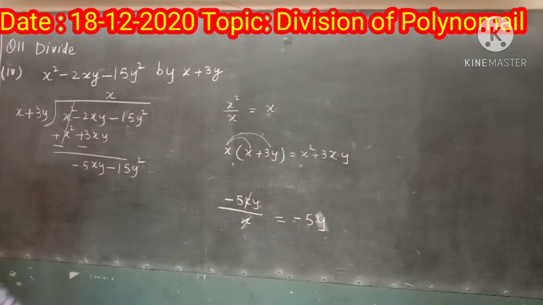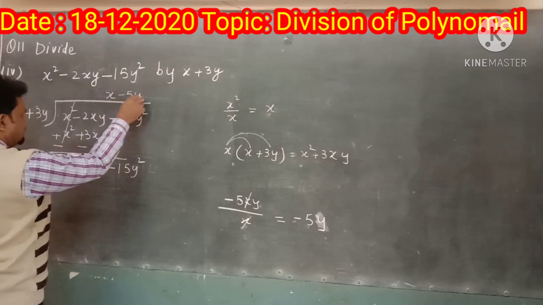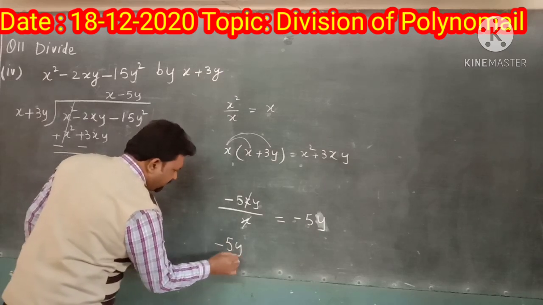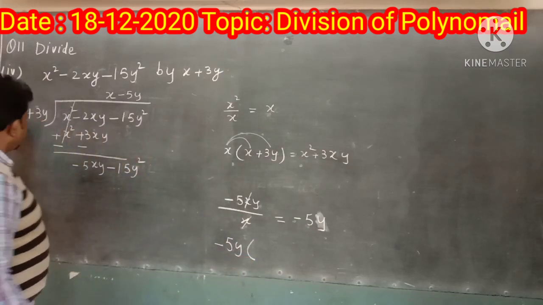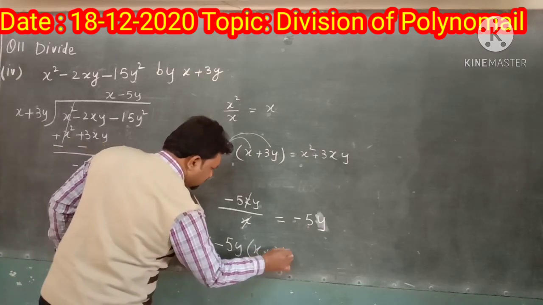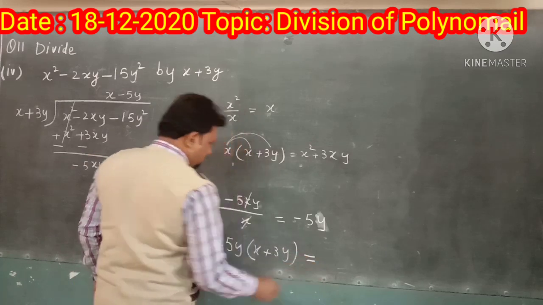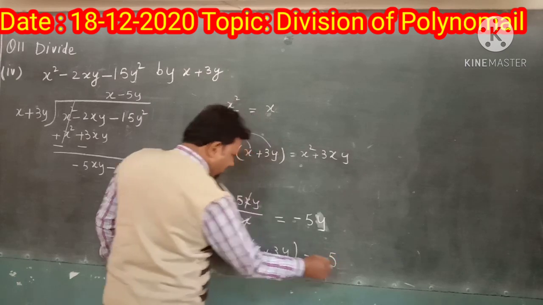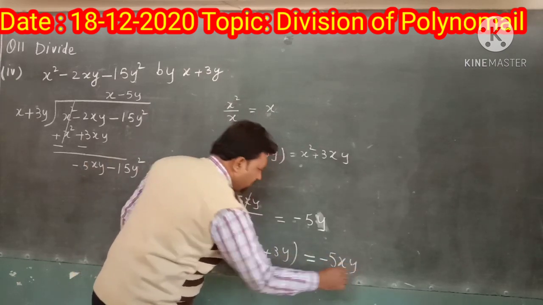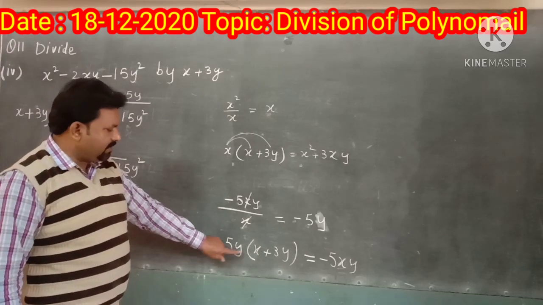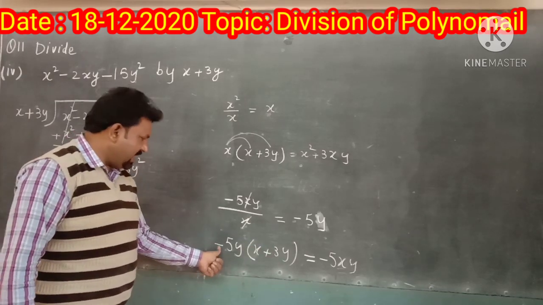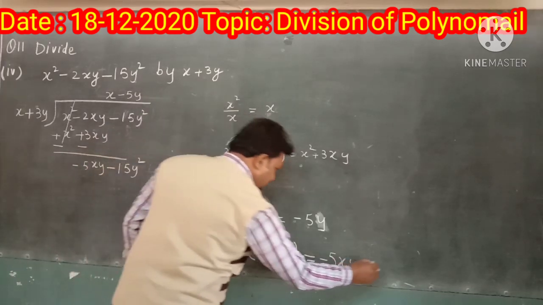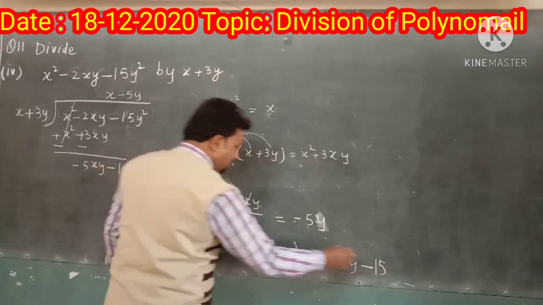So minus 5y we will write here as our answer, and now we will multiply minus 5y by the divisor x plus 3y. Minus 5y multiplied by x is minus 5xy, and minus 5y multiplied by plus 3y, minus 5 3s are 15y square.